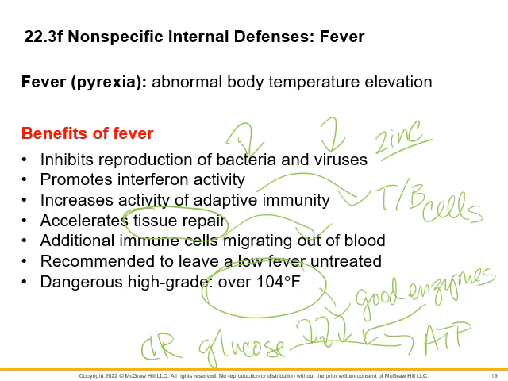So a little bit of a fever, okay. You're probably doing good. If the fever goes out of control and over 104, 105, then we need to worry about it.